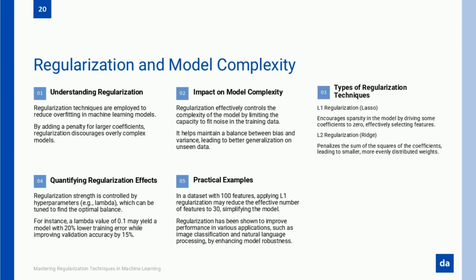This is why a deep neural network with millions of parameters can sometimes perform worse than a simple logistic regression model. The challenge is finding the right level of complexity, one that's powerful enough to capture meaningful relationships, but simple enough to generalize to unseen data. And this is exactly where regularization plays a crucial role.